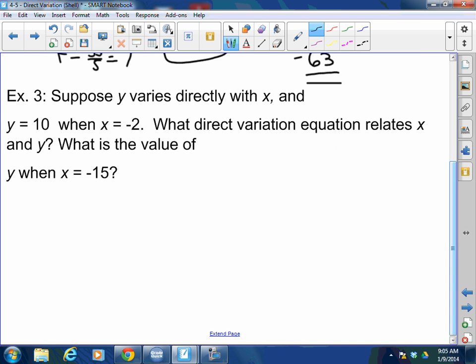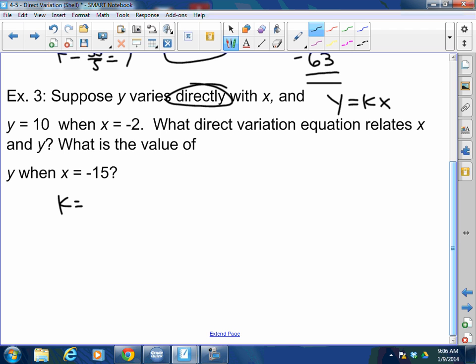Suppose y varies directly with x. So we're talking about y equals kx because that's a direct variation. And y equals 10 when x equals negative 2. What is the direct variation equation that relates x and y? And what is the value of y when x equals negative 15?